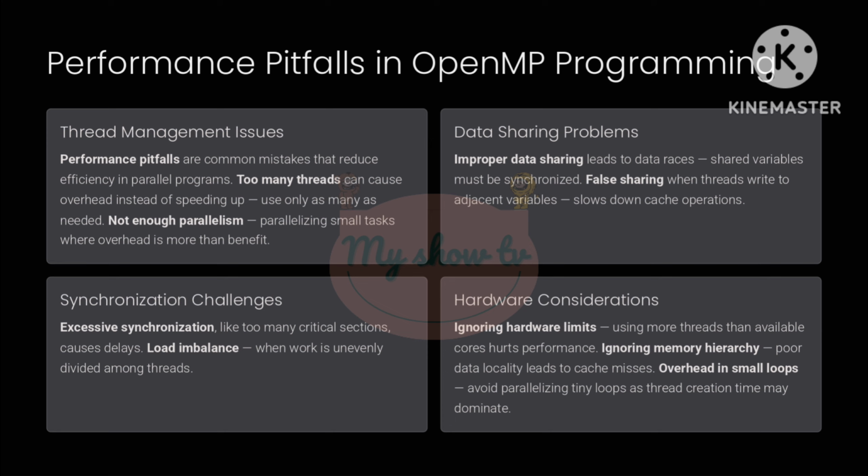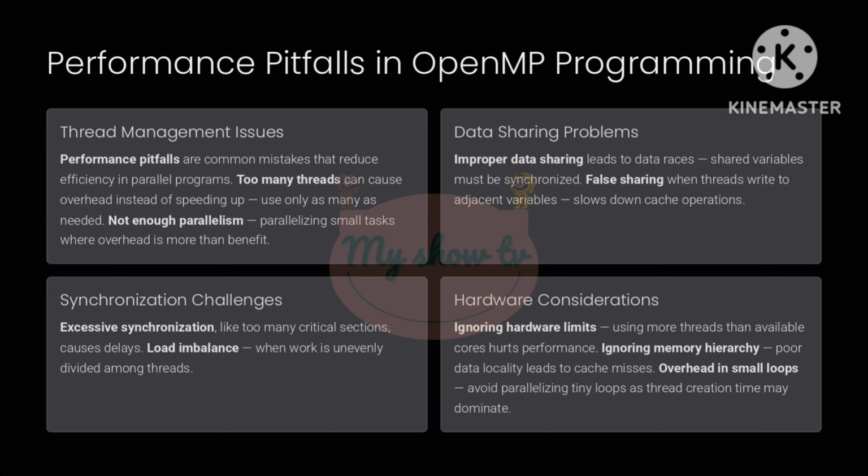Improper data sharing. If threads access and modify the same data without proper synchronization, data races occur, leading to incorrect results. False sharing is when multiple threads modify different variables but located in the same cache line, causing slowdowns. Excessive synchronization, such as unnecessary use of pragma omp critical or barriers, makes threads wait when they shouldn't need to. Load imbalance, when threads don't get equal amounts of work, so some are idle while others are overloaded.